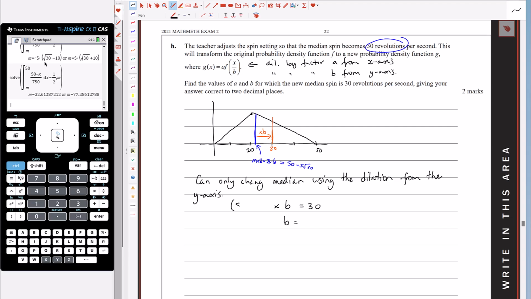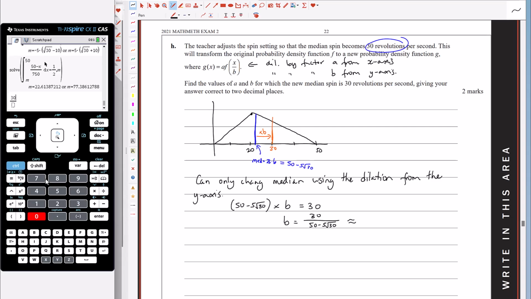Okay, so 50 minus 5 root 30 times b has to equal 30. So b is going to be 30 divided by that. Okay, and so that's going to be, sorry, 30 divided by, let's try again, 30 divided by 50 minus 5 root 3. Okay, so that's approximately, what do we want? 2 decimal places. So 0.73, correct to 2 decimal places.